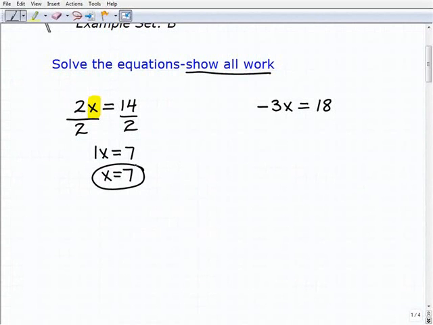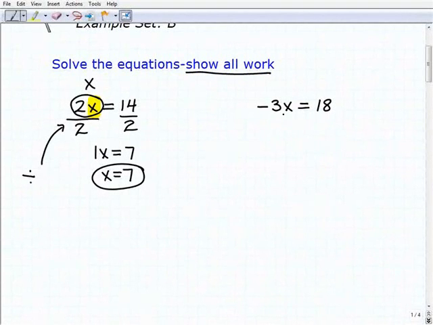But this is the big concept that I want you to get. We saw that what we had going on next to the variable was multiplication, so we used division to solve our equation. Remember, division is the inverse operation to multiplication. That's the big picture that I want you to see. All right, let's move on to our next problem.